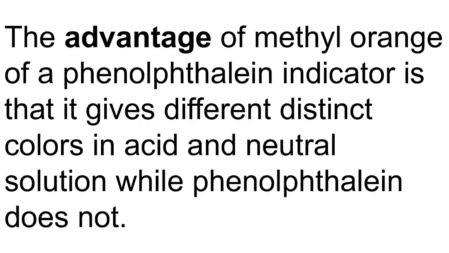Now, the advantage of methyl orange indicator over phenolphthalein indicator is that it gives different distinct colors in acids and neutral solutions, while phenolphthalein does not. So look at the different colors in methyl orange. In an acid it is pink, in a base it is yellow, and in a neutral solution it's orange. While phenolphthalein is colorless in both acidic and neutral solutions. That is a disadvantage of phenolphthalein.